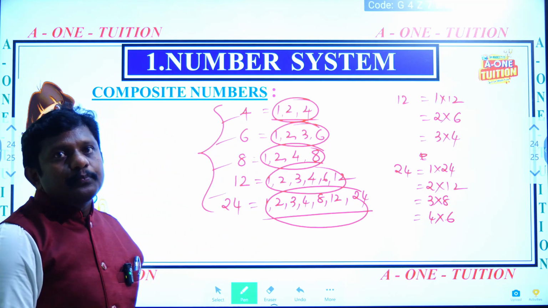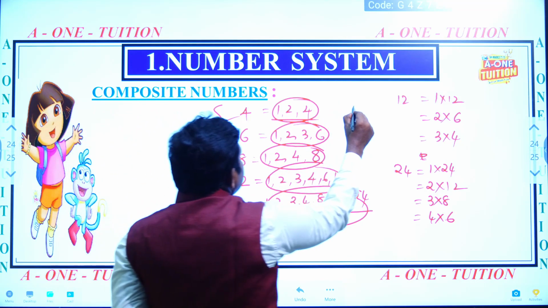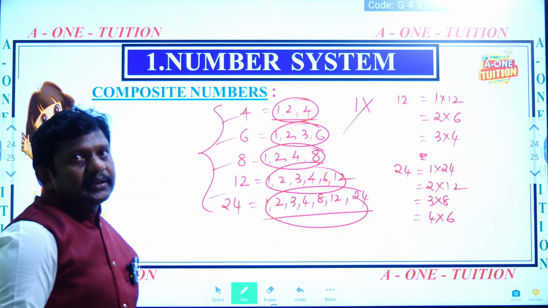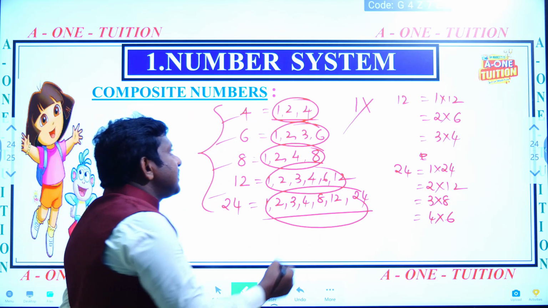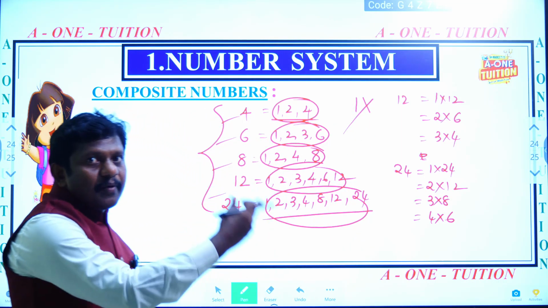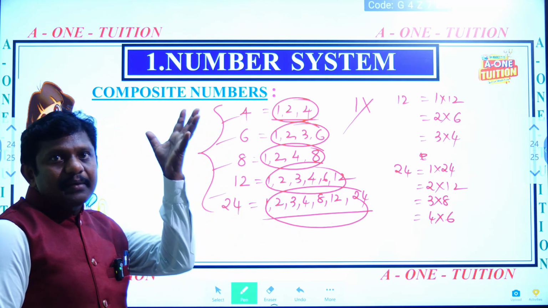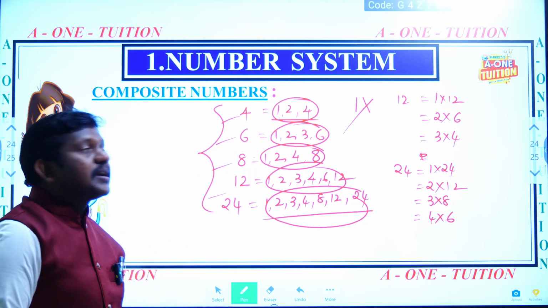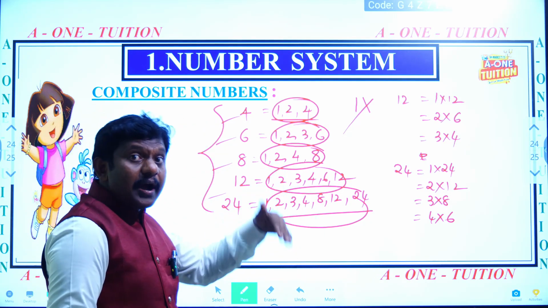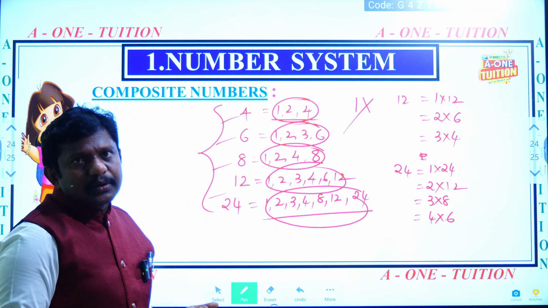So these numbers are composite numbers. In the set of natural numbers, one is neither prime nor composite. After 1, the starting number is 2. From 2 to infinity, the numbers which are not primes, all the remaining are composite numbers only.